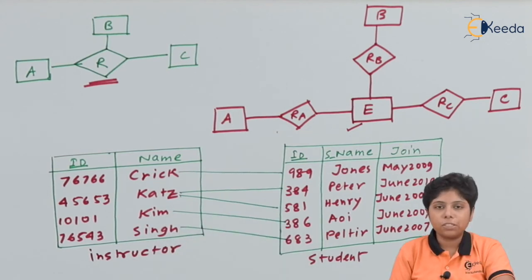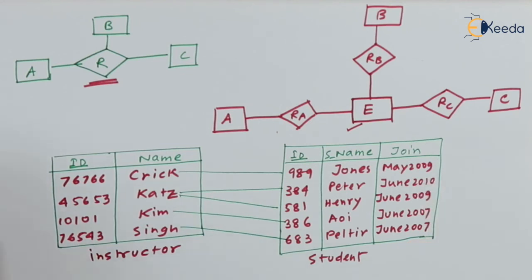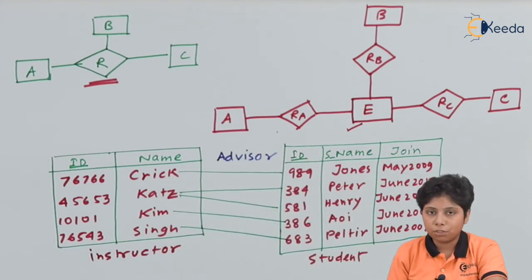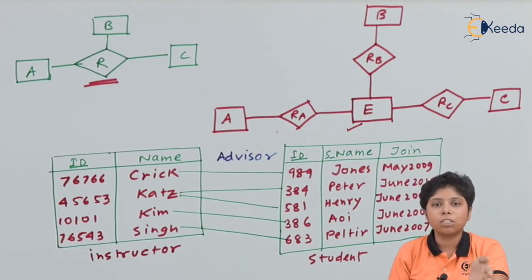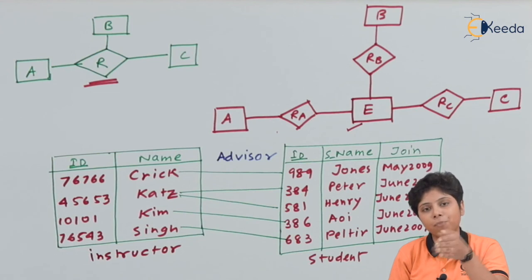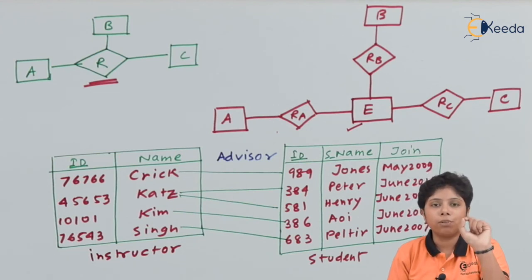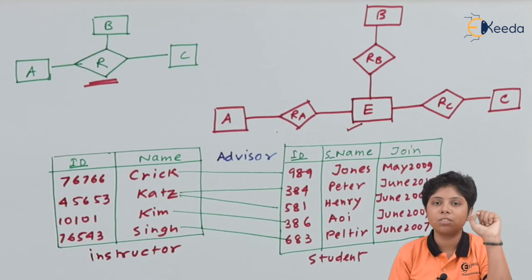Now let's look at these relations. First is the instructor relation and next is the student relation, and the relationship that lies between them is that an instructor can be the advisor of a student, and any instructor can be an advisor to the students. That is a one-to-many relationship: one instructor can be an advisor of many students, and the instructor becomes an advisor on a particular date, that is, when the student joins the instructor, so it will be an advisor state on that instructor.